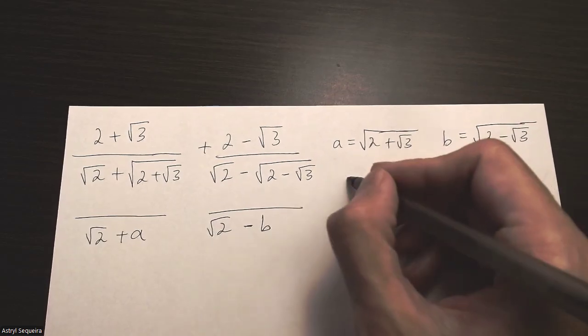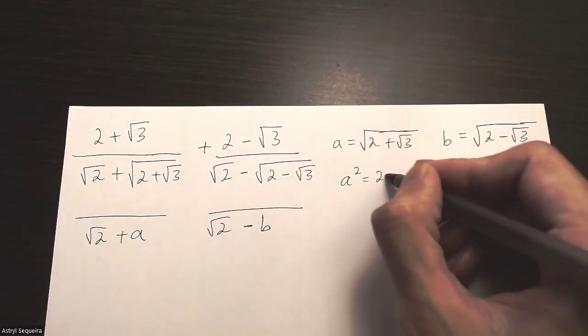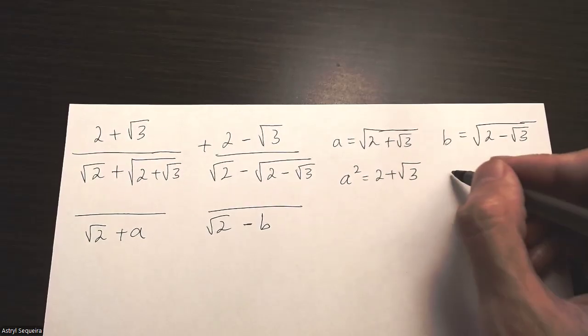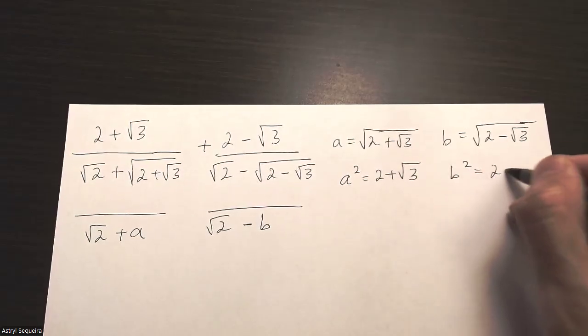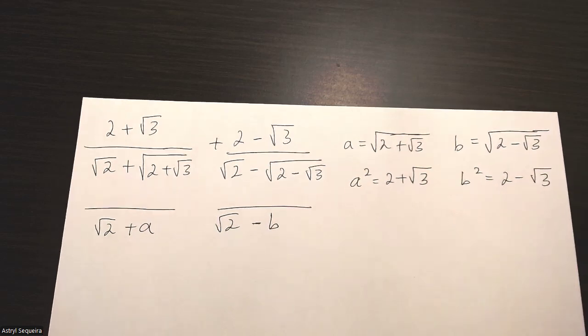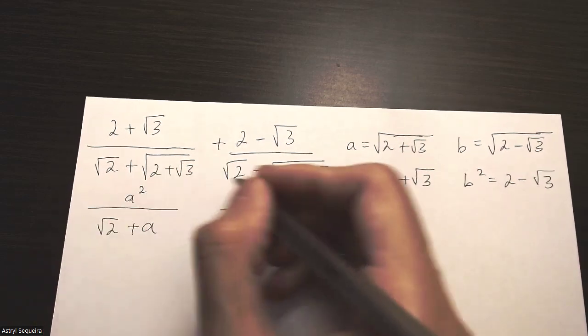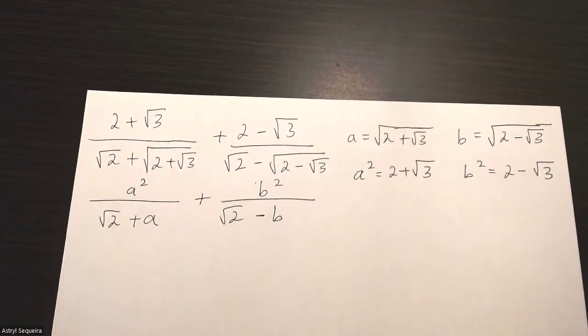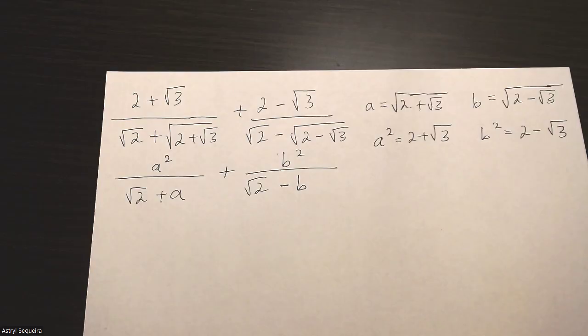To simplify the numerators, I just have to get rid of the square roots over here. So if I move to the other side, a squared equals 2 plus root 3, and b squared equals 2 minus root 3. The tops are just a squared and b squared, and now we have a new equation that's much easier to rationalize. So let's rationalize this equation.